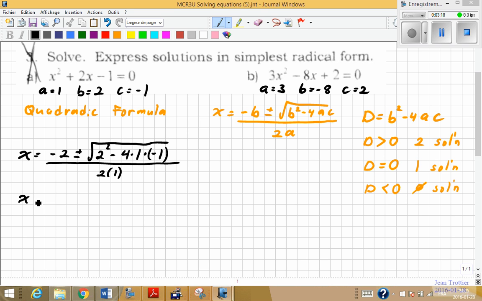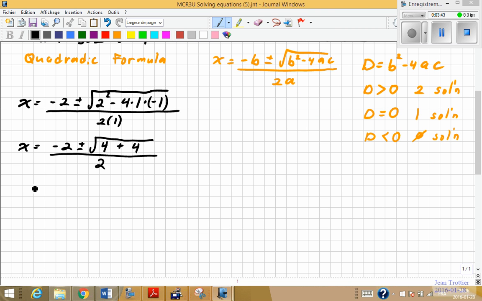So we have x equals -2 plus or minus root of 4 plus 4, all this divided by 2, and then x equals -2 plus or minus root of 8 divided by 2. So this one's a bit special because it is possible to simplify it.